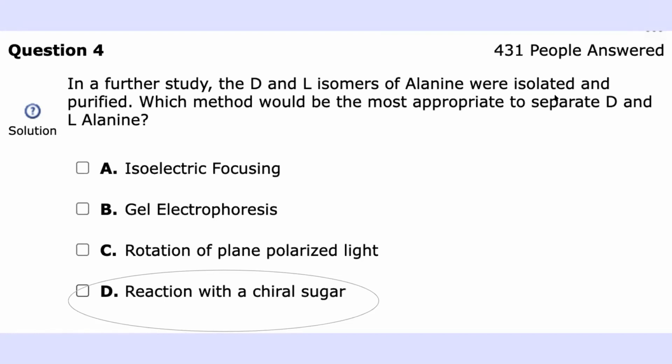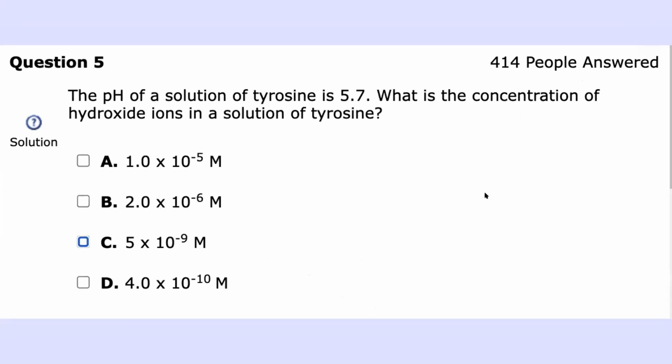And the question is asking how can we separate the D and the L alanine? Does that make sense why D is a better answer choice? Okay, perfect. Number 5.